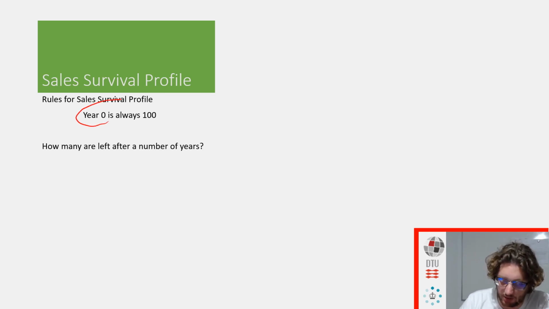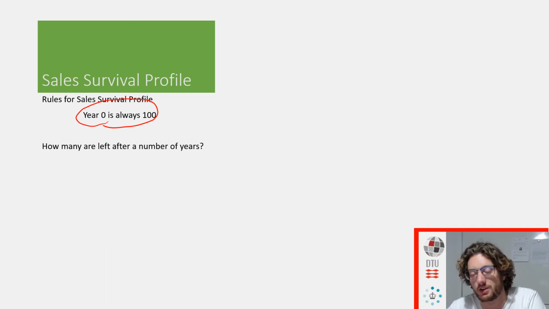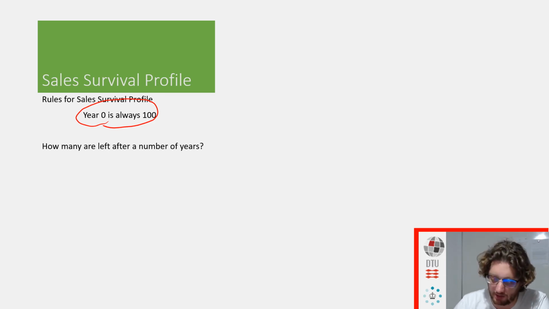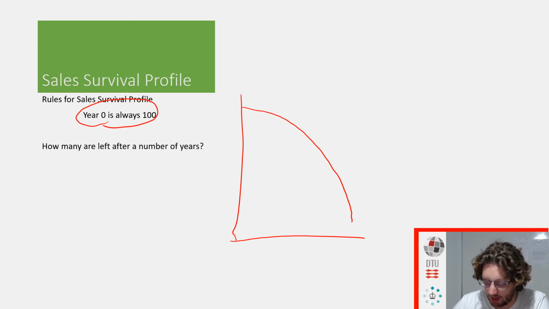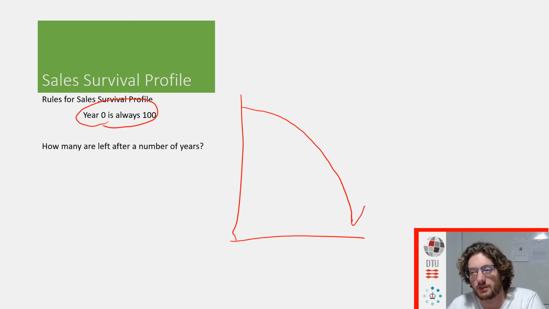Year 0 is always 100, because if they're less than 1 year old, we assume they are all still there. Or you can also say you round up, so that's just really new products. Then, of course, since it's a survival profile, every year after year 0 has to be less than 100, which means it's a general profile that trends downwards, and it can never increase again, because you don't magically get more products of a certain age.